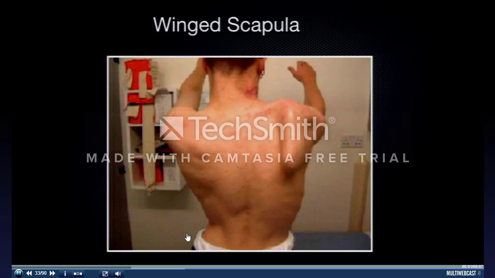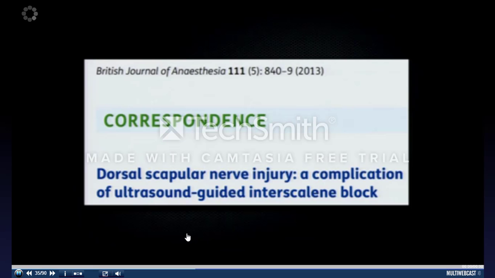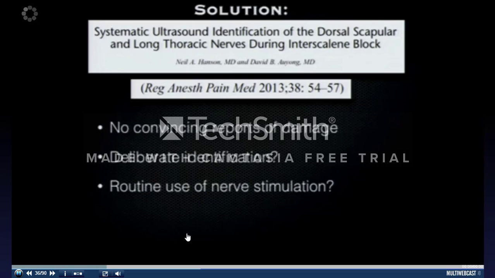If you do, these are the potential case reports that you can be writing for next year's meeting. They have been written already, and it says confirmed case of injury to long thoracic nerve. If you actually read the article, it's not confirmed, it's suspected, so that hasn't actually been completely verified. Also the dorsal scapular nerve injury, again, blaming it as a complication of the ultrasound-guided in-plane technique. The reports are not convincing, and I think there is a systematic identification process.